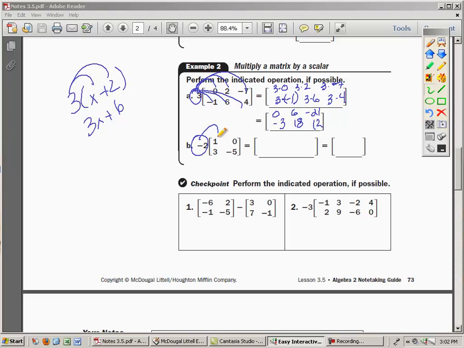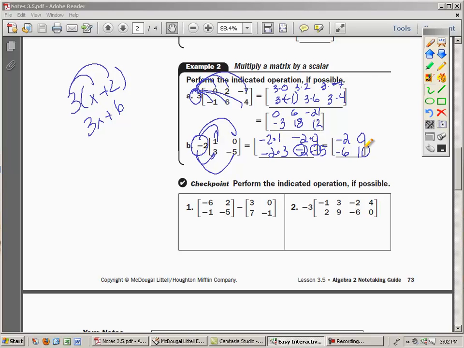Just like before, if we were distributing a negative, we'd distribute the negative with it. This is negative 2 times 1, negative 2 times 0, negative 2 times 3, and negative 2 times negative 5. The last one's really the only one you have to be careful with, because negative 2 times 1 is negative 2, negative 2 times 0 is 0, negative 2 times 3 is negative 6. Be careful with this: negative times a negative is positive, so this should be positive 10. So our result matrix is negative 2, 0, negative 6, and 10.